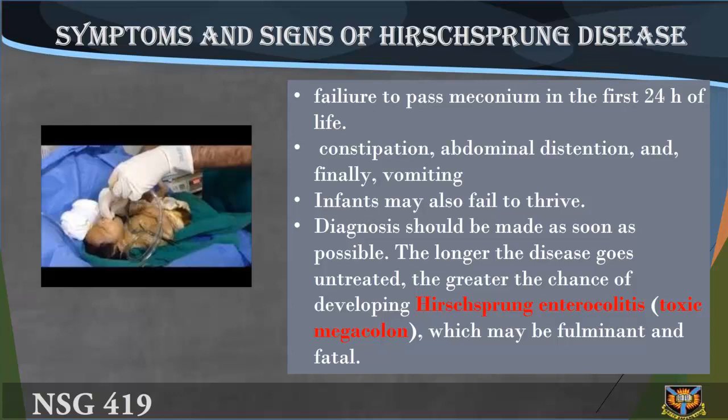The longer the disease goes untreated, the greater the chance of developing Hirschsprung enterocolitis or toxic megacolon, which may be fulminant and fatal. Definite diagnosis requires a full-thickness biopsy of the rectum or colon to identify the full extent of the disease and thus plan surgical treatment.